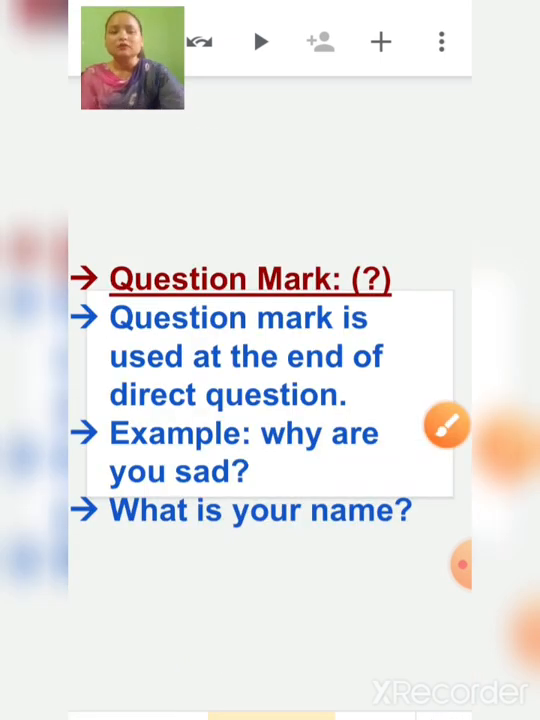Okay. Now question mark. You all know when we use question mark, when we ask a question. So question mark is used at the end of a direct question.